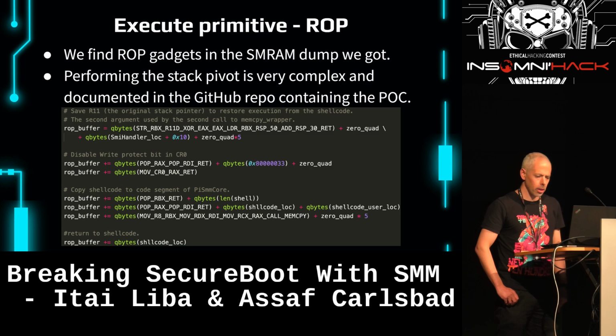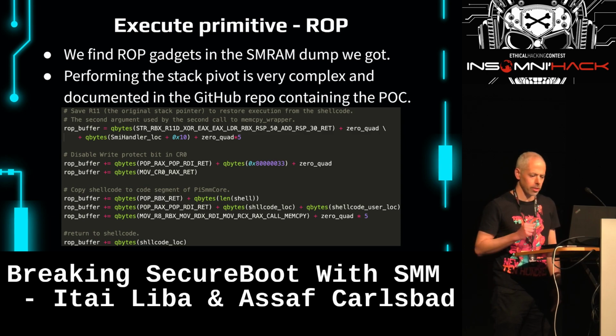We found a ROP gadget in the SMRAM dump. Performing the stack pivot of the ROP is very complex, so we provided a detailed explanation in the GitHub repo. Here we can see the other stages of the chain. We store the frame buffer in memory so we can return to regular execution after the shellcode.